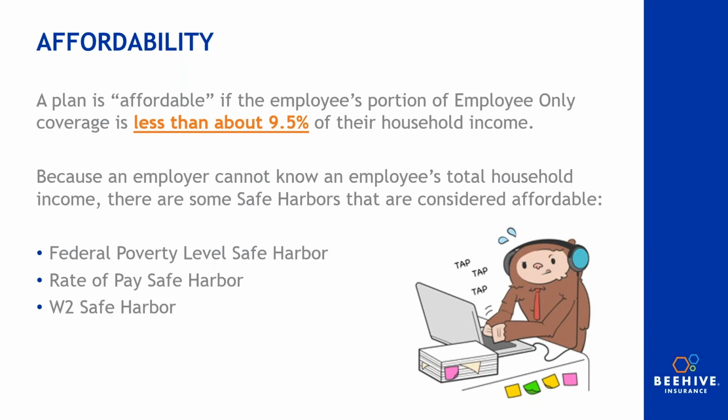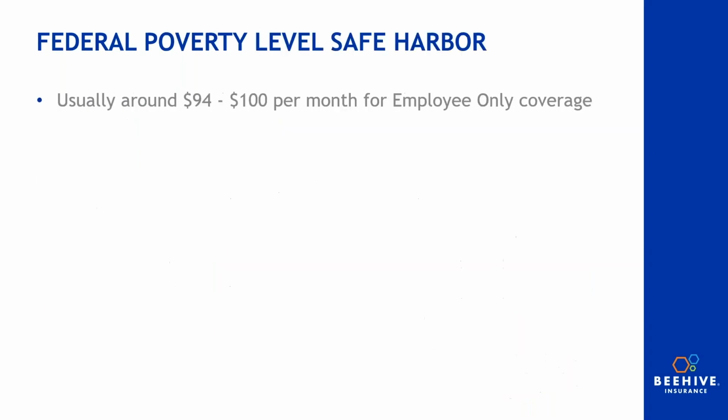So let's go through each of these safe harbors and how to calculate them and approximately what they're equal to. So first off, we have the federal poverty level safe harbor. It is usually around $94 to $100 per month for employee-only coverage. So if your employee-only coverage costs your employee less than $94 to $100 per month, you may be able to use the federal poverty level safe harbor.